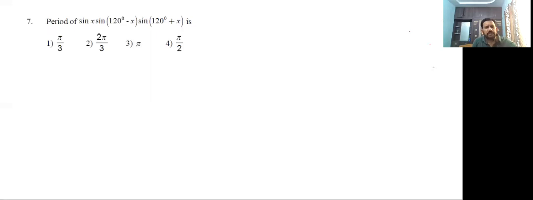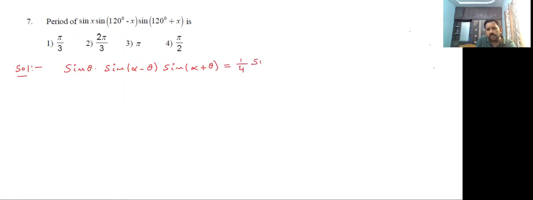See the seventh problem. How to do this? Here we already know the formula: sine theta into sine of alpha minus theta into sine of alpha plus theta is equal to 1/4 sine 3 theta. Yes or no? In place of alpha, take 60 degrees or 120 degrees.